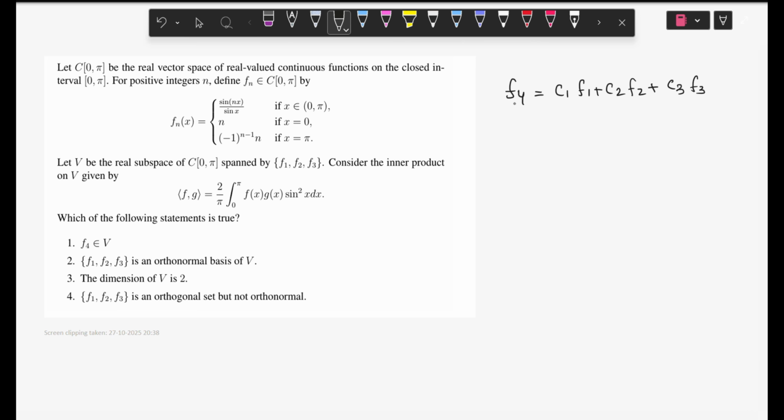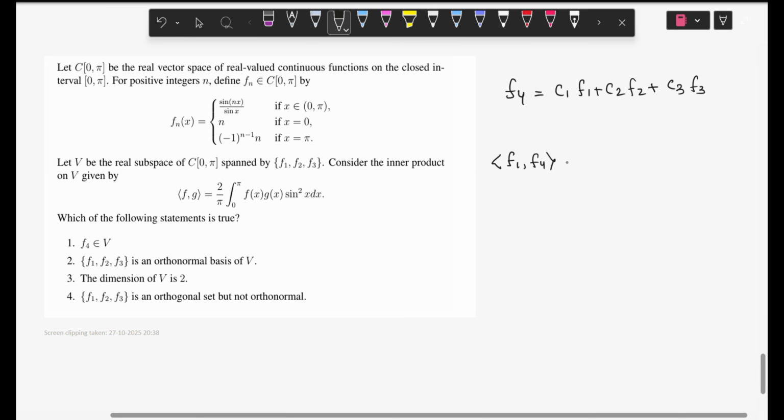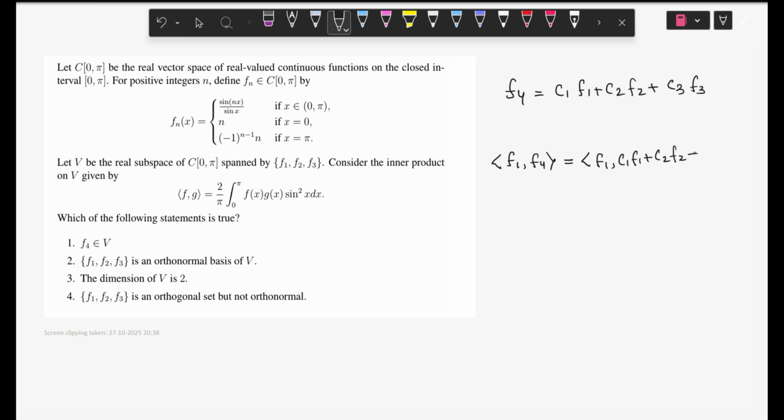So if f4 is equal to this, then let's calculate the inner product between f1 and f4. This is equal to the inner product between f1 and c1 f1 plus c2 f2 plus c3 f3. By the property of inner product, since this is a real inner product space, I can write c1 ⟨f1, f1⟩ plus c2 ⟨f1, f2⟩ plus c3 ⟨f1, f3⟩. Okay?